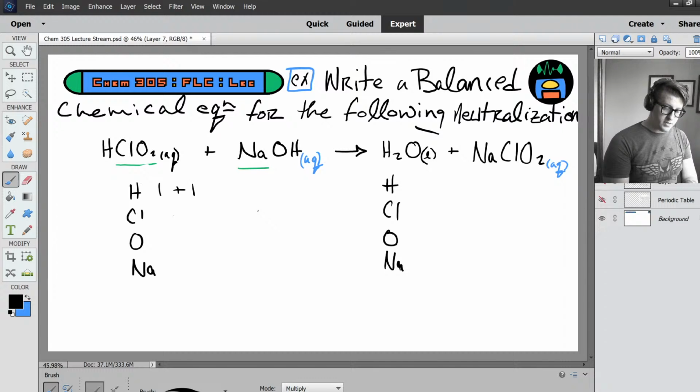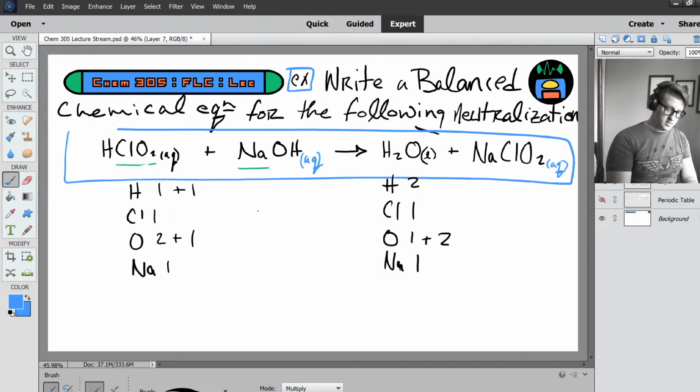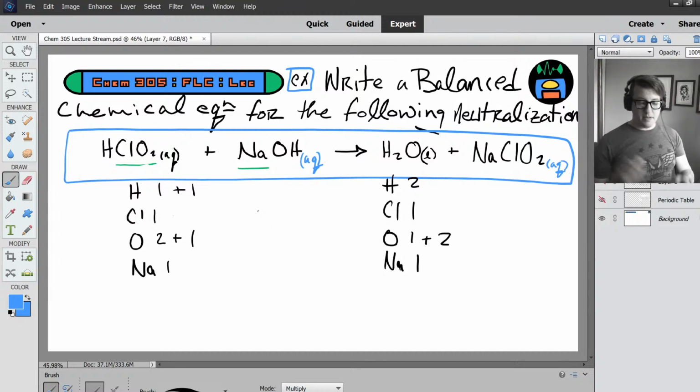Hydrogen, we have 1 plus 1. Chlorine, we have 1. Oxygen, we have 2 from our acid, 1 from our base, and then we have our 1 sodium. On the product side, we have 2 hydrogen, 1 chlorine, 1 plus 2 oxygen, and 1 sodium. Turns out that we are already balanced, so this is our final answer. But I'm sure you can imagine, though I may sneak pre-balanced equations into the exam from time to time, not every example will roll that way.